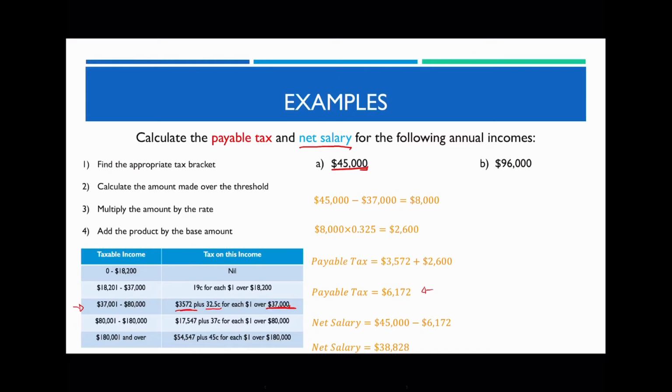The second example is you've earned 96,000. So therefore, you fall under this particular tax bracket over here.